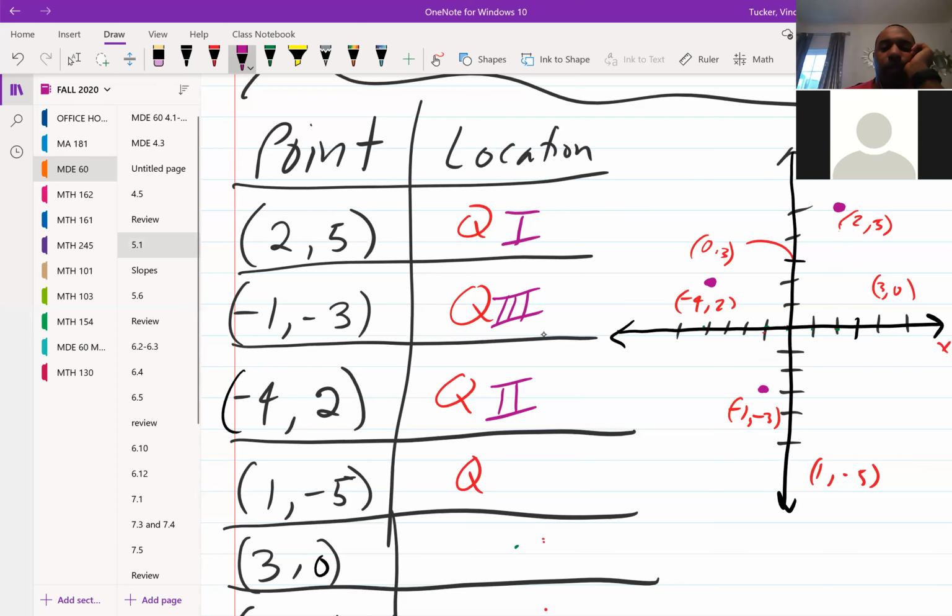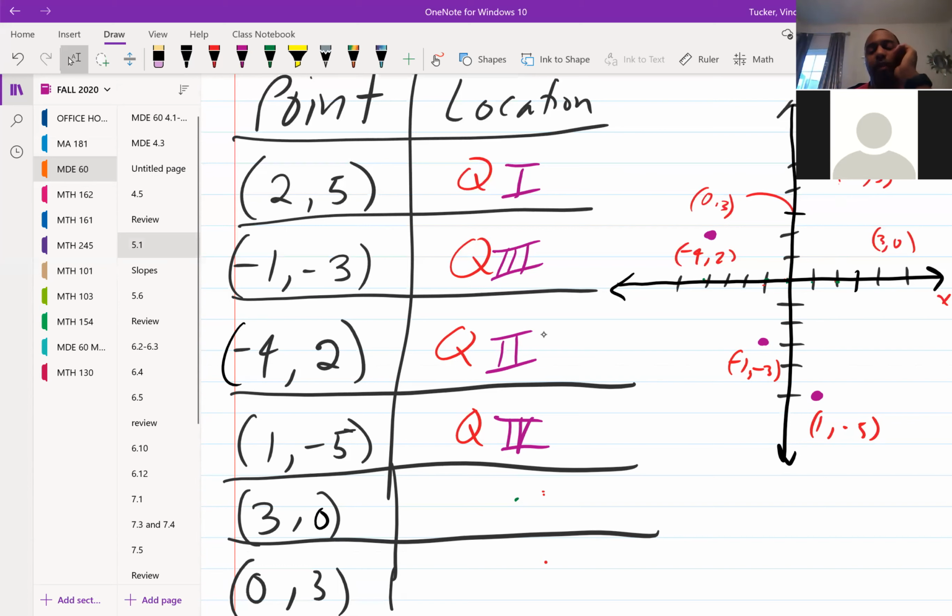And for the fourth one, (1, -5), I go to the right 1, down 5. And that puts me in quadrant 4. All right, before we look at the last 2, any questions on graphing any of these points? No, not yet. Okay, sounds good.